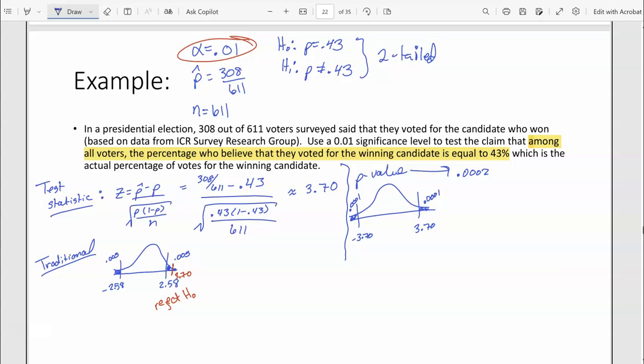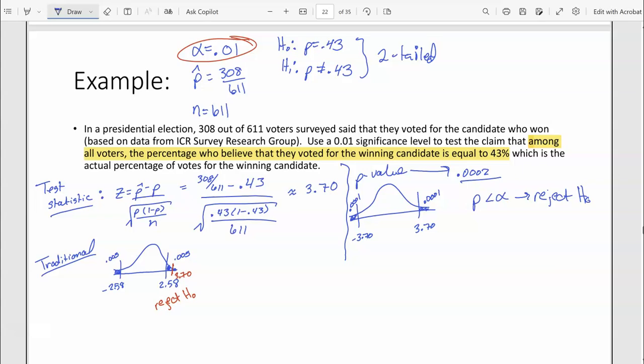And since that region combined is less than this region combined, p is less than alpha. So 0.0002 is less than 0.01. Then we would reject. So you're going to get the same answer either way. I like the p-value method.